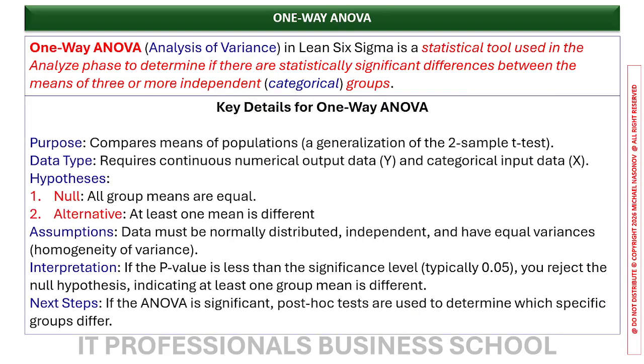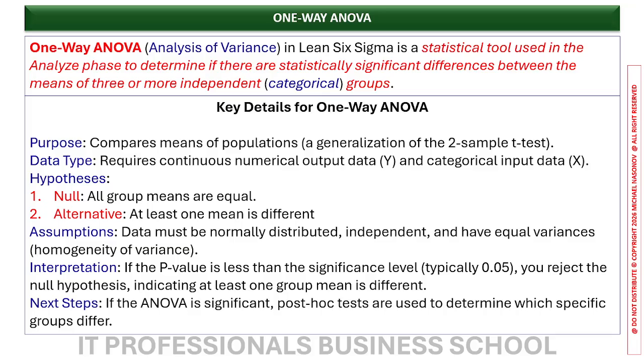Key details for one-way ANOVA. Purpose: compares means of populations, a generalization of the two-sample t-test. Data type: requires continuous numerical output data Y and categorical input data X. Hypothesis: there are two hypotheses. First of all, null: all group means are equal. And second is alternative: at least one mean is different. Assumptions: data must be normally distributed, independent, and have equal variances.